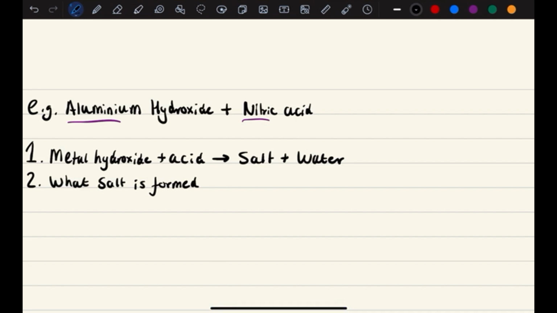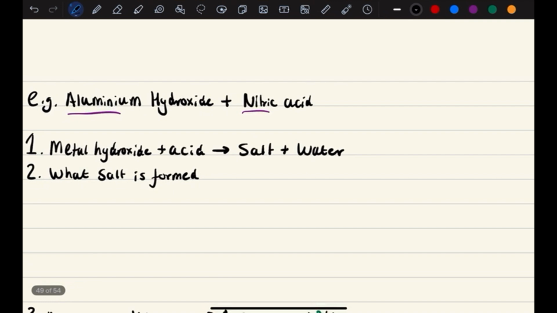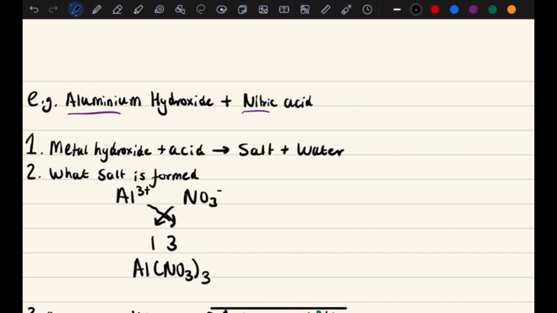Aluminium is in group 3. Group 3 forms 3+ ions because they're going to lose 3 electrons. So you're going to say Al3+, right? And then you've also got nitric acid. The nitrate ion is going to be NO3-. Cool. Again, let's flip the charges. So we're going to move the 3 to this side, and the 1 to that side. 1 here, 3 here, which means that we've got Al, and then you've got to use the brackets because we've got to keep that nitrate ion together, NO3 thrice. Yeah? So we know what salt we're forming.